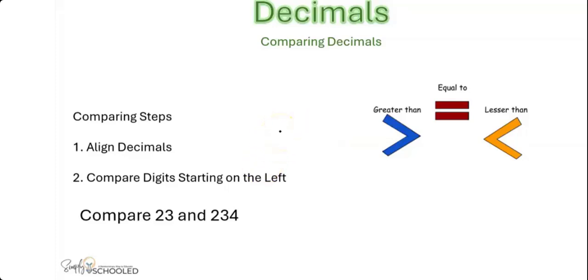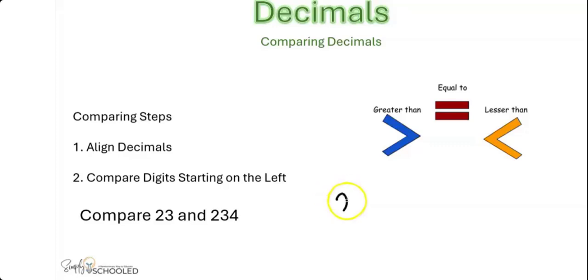Let's review the steps for comparing. You align the decimals and compare digits starting on the left. Now, if you're working with whole numbers, you would align the place value, which is the same thing as aligning the decimals. And let me show you what I mean by that.